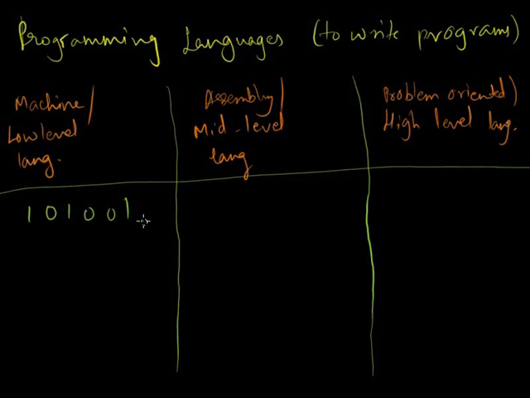And as it is directly understood by the machine, by the processor, the computer understands only the low level language. It is directly executed. It does not need any conversion because it directly understands it. And as it is directly executed, it is very fast. If you write a program in low level languages, it is bound to run very fast.